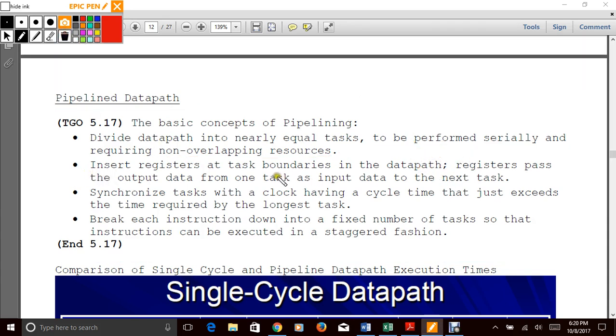The second one is to insert registers at the task boundaries. Sometimes you also know these as buffers, right? Registers pass the output data from one task as the input to another task, so you have a buffer in between each stage. And we coordinate this by synchronizing tasks with the clock, having a cycle time that just exceeds the time required by the longest task. We break each instruction down into a fixed number of tasks, and we already know in MIPS that number is going to be 5, so that instructions can be executed in a staggered fashion.